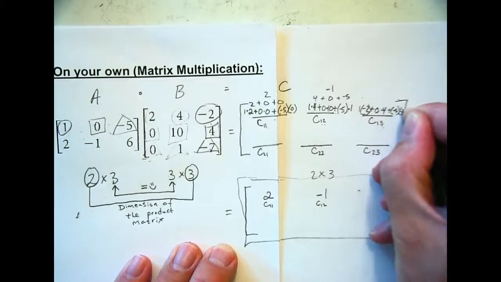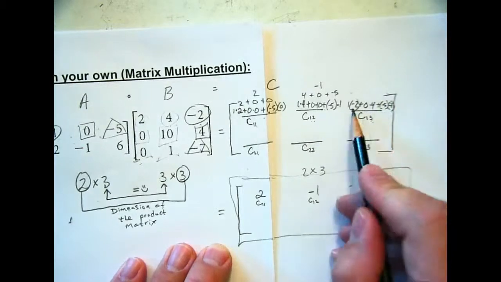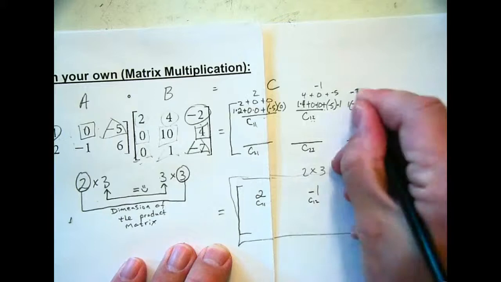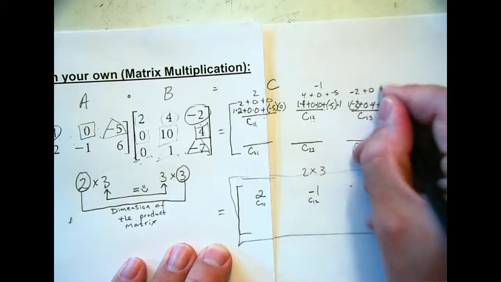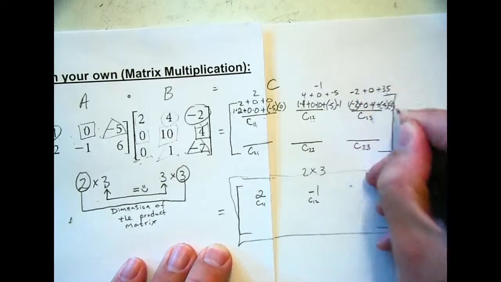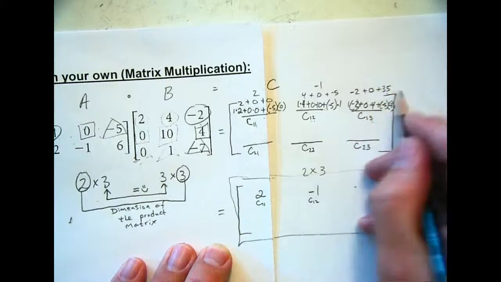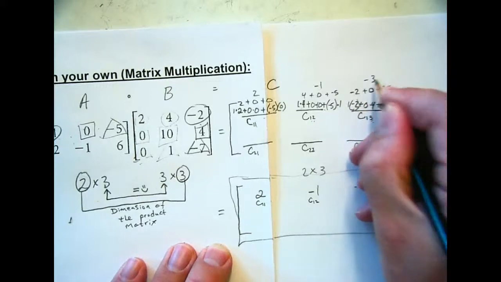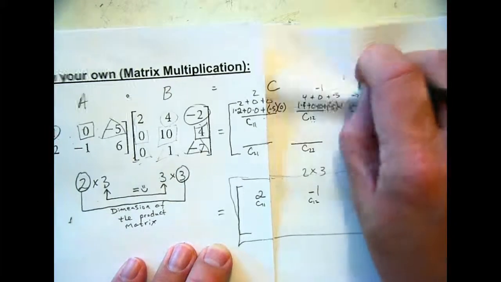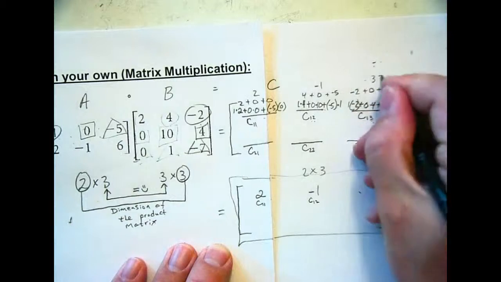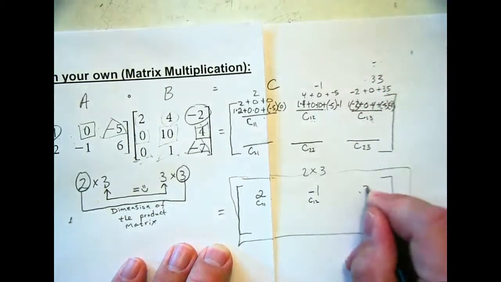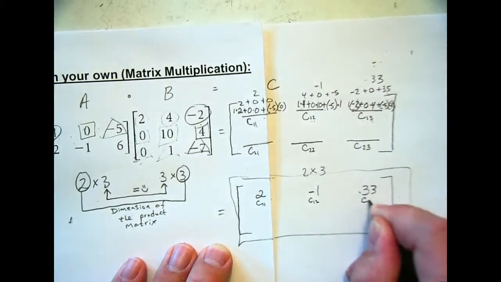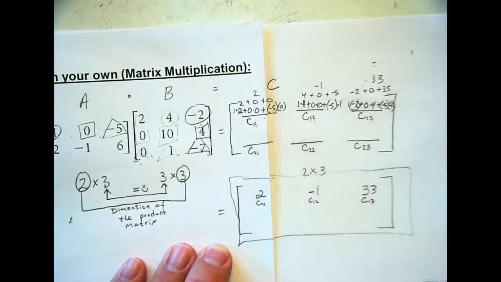All right, which is -2 plus 0 plus 35. That should be a -7. Kind of looks like it carried in there. That gives us negative, or positive, excuse me, 33. C13. Any questions up to that point?